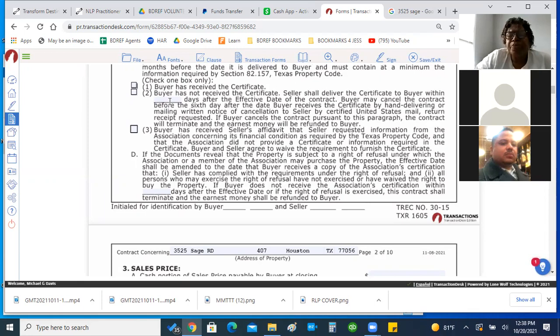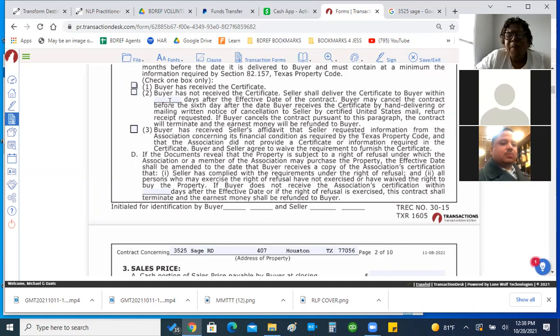If they do submit it within 14 days, well, you have an additional 6 days after. So if they submit it to you on day three, well, you have an additional 6 days after you receive it to terminate the contract according to what the condominium certificate says. Does that make sense?